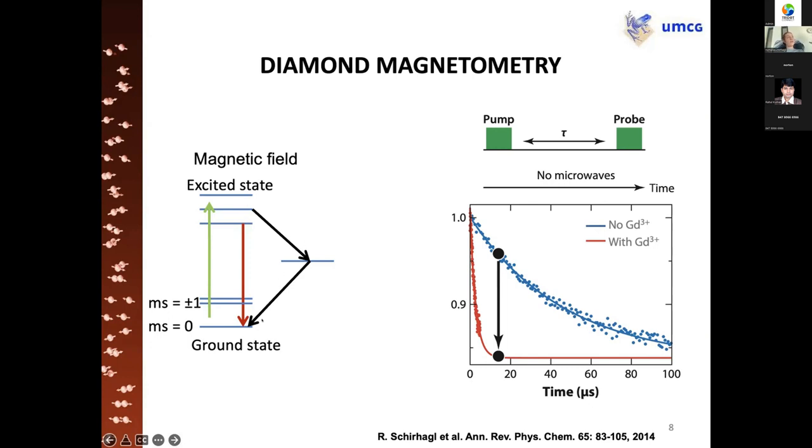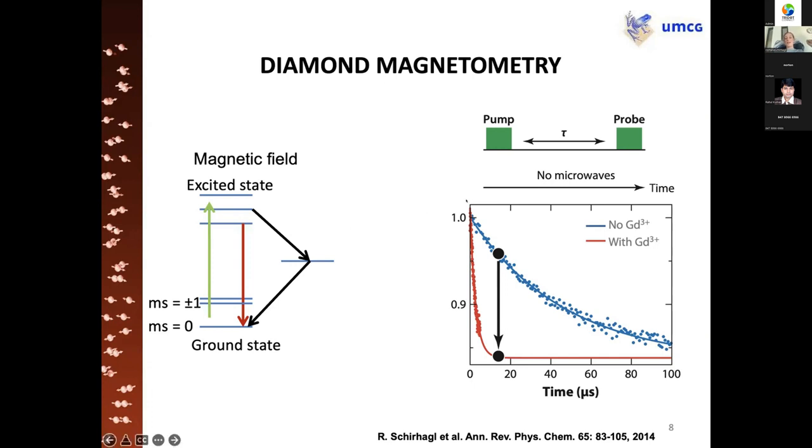So what's cool here is that you can look at the brightness and see whether you were in this 0 state or in this plus or minus 1 state. And after we apply a laser pulse, we also see that all the arrows end in the 0 state. So we can initialize our NV center in the 0 state that is bright.